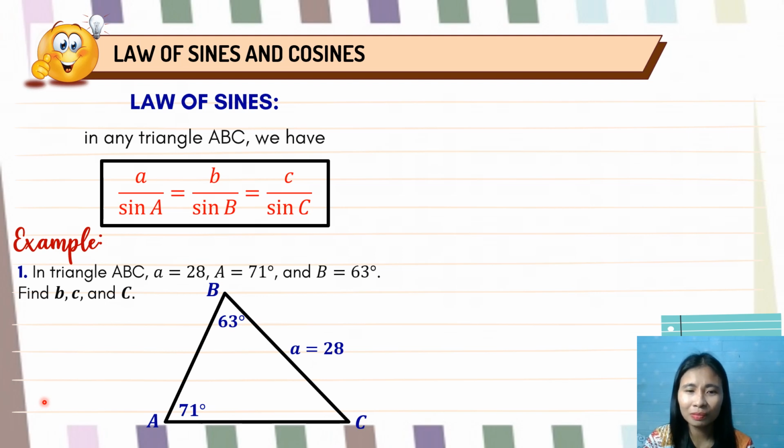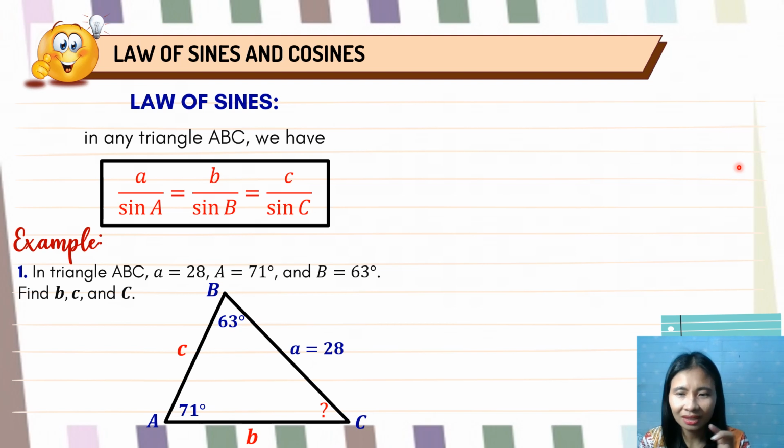For angles, it would be very easy for us to locate which particular angle is given. Now, for the sides, remember the side opposite angle A is side a, the side opposite angle C is side c, and the side opposite angle B is side b. And of course, we have one unknown angle, which is angle C.